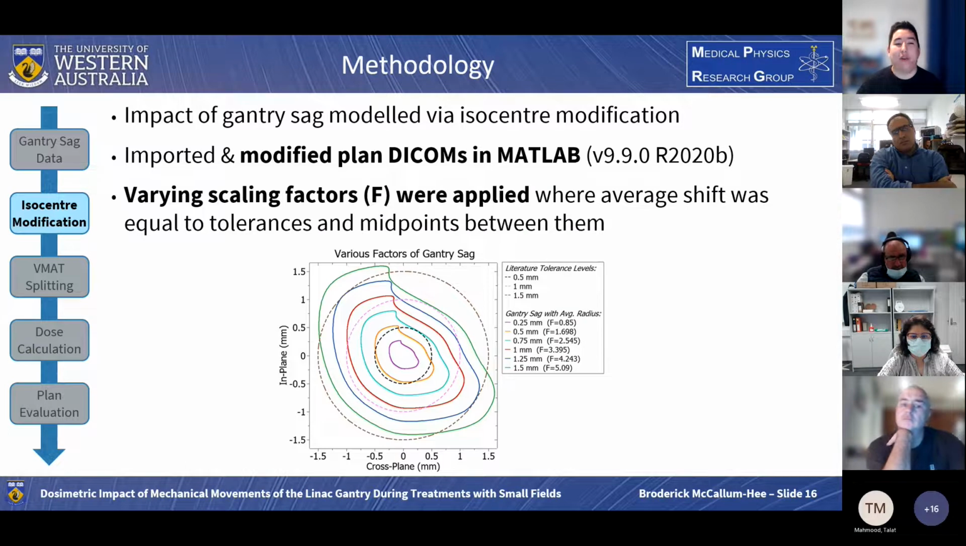As mentioned before, I applied various scaling factors to determine what different effects of Gantry Sag would have on the treatment plan outcome. And we used average shifts where they were magnified so that there was an equal value of magnitude to different literature tolerances and a few midpoints between them. In this graph, we have the crossplane and in-plane sag again for various factors. The circles represent different tolerance levels found in literature, and the solid lines represent different Gantry Sag patterns which were applied in this study for different scaling factors. So 6 different scaling factors were considered.